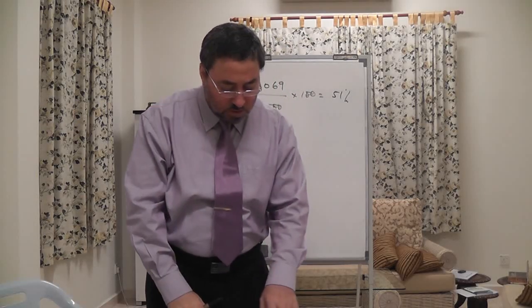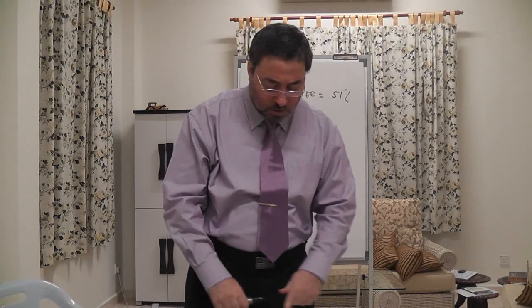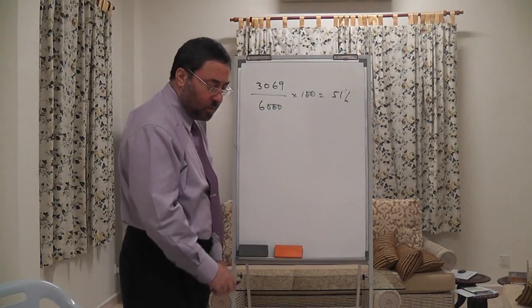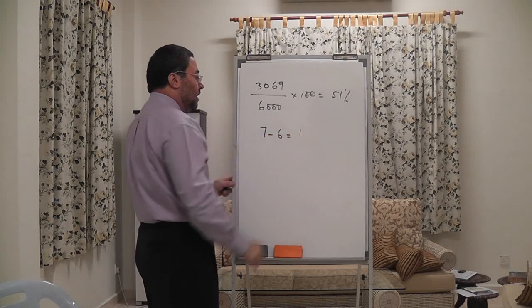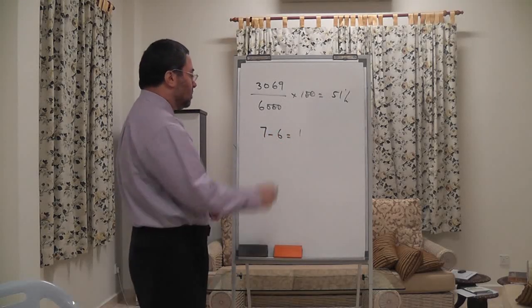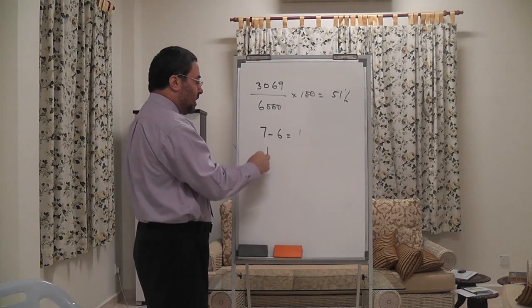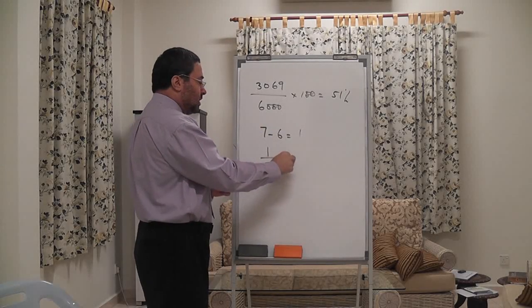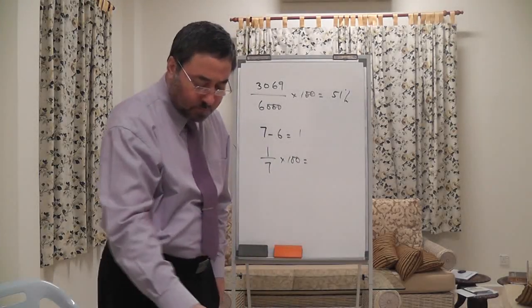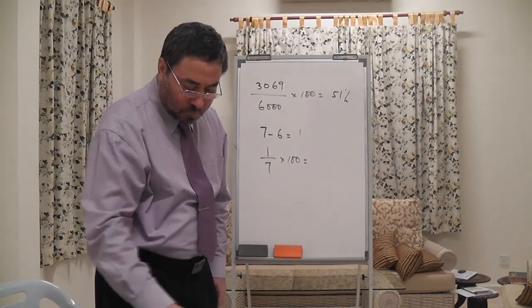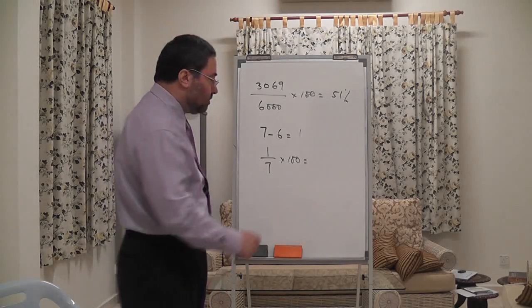Number 34, a price is lowered from 7 to 6. What is the percentage decrease to the nearest whole percent? So 7 minus 6 equals 1. That's how much the decrease is. We are comparing this to the original price. That's 1 over 7 times 100. So we're basically dividing 100 by 7. And that's 14%.